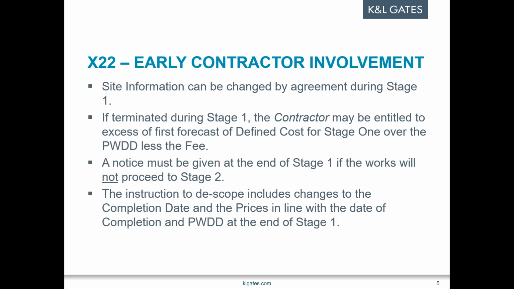So what are the changes? We have the site information that can be changed by agreement during stage 1, which is quite an interesting one. Otherwise, this might have to be changed on a contract by some sort of supplemental agreement or side agreement. And it's recognising that that kind of information might not be set in stone. That's why you're using X22. You might not know.